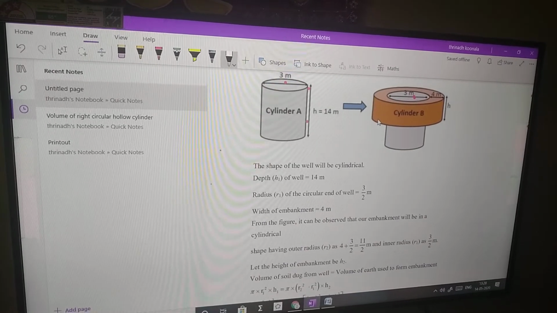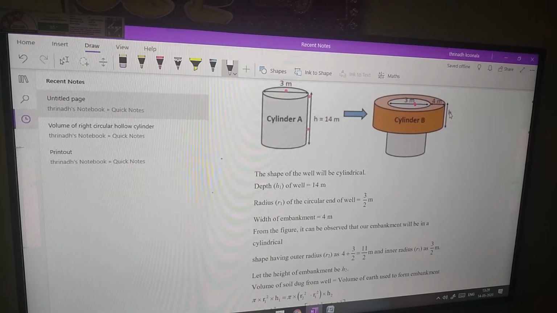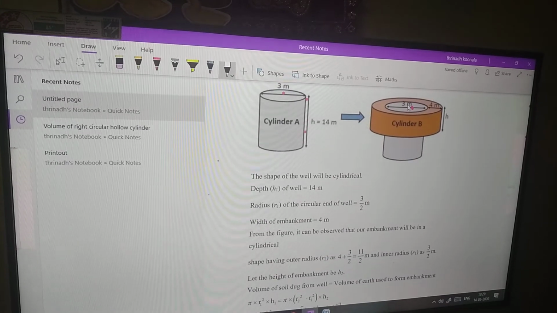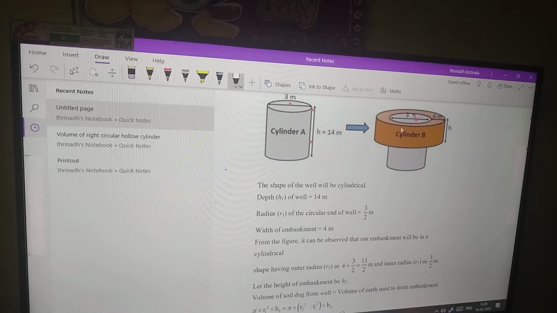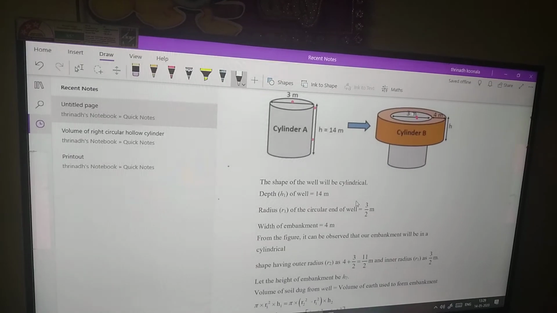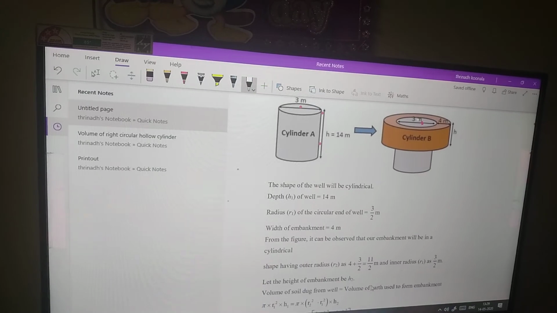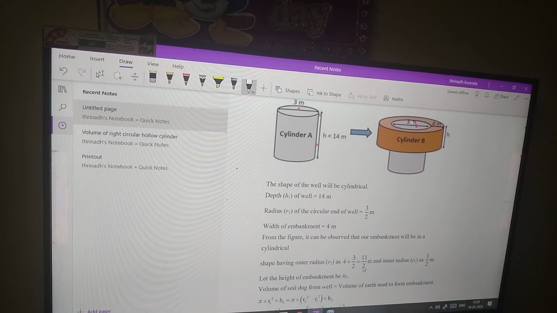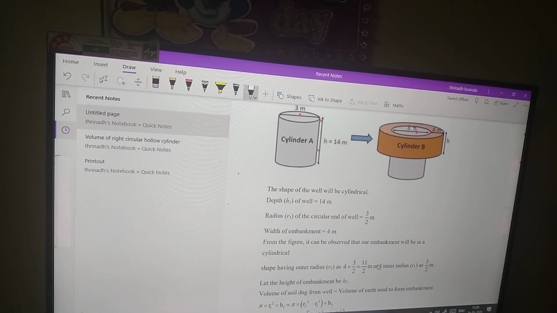So it is a brown color shape. So height of the embankment h meters. Width of the embankment 4 meters. So inner radius is 3 by 2 meters. Outer radius is nothing but inner radius plus width of the embankment. So 3 by 2 plus 4 is 11 by 2 meters. So that is outer circle radius.